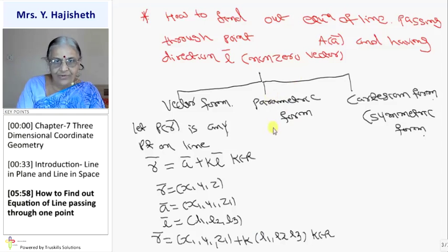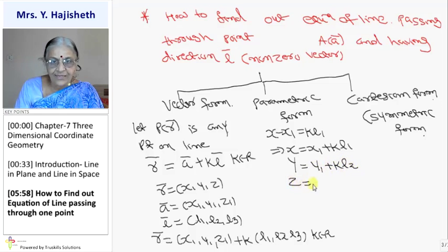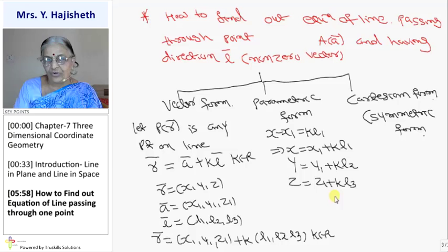Now what is the parametric equation? Parametric form. If instead of r I take x, y, z and bring x1 to the other side, what will come? x minus x1 is k times l1, okay? So x is x1 plus k l1. Similarly, y is y1 plus k l2 and z is z1 plus k l3. These are called the parametric equations of the line passing through A and having direction l.